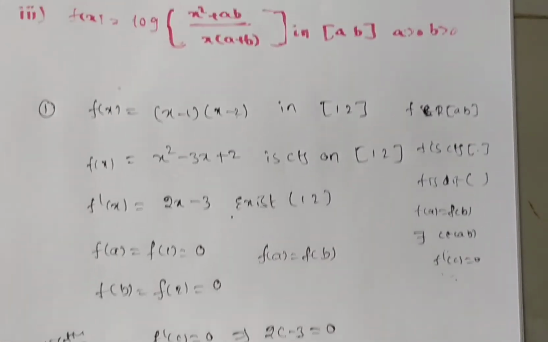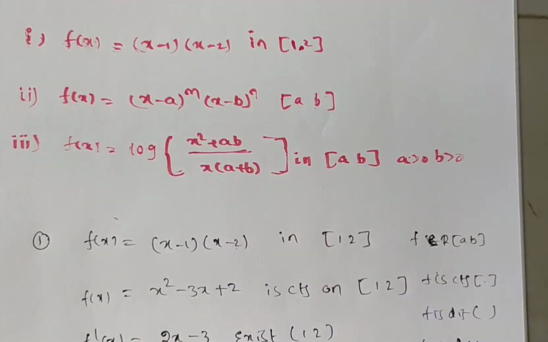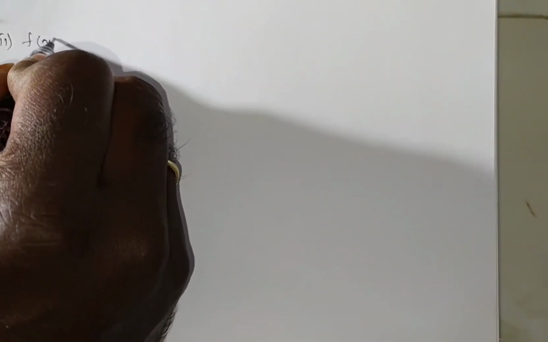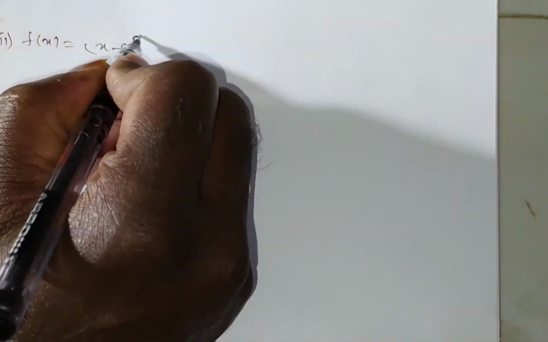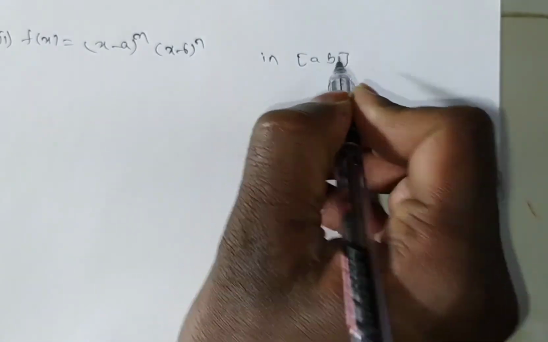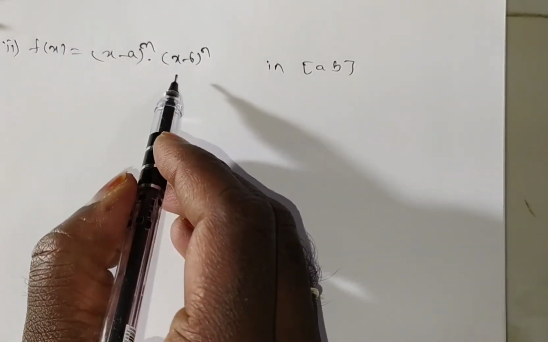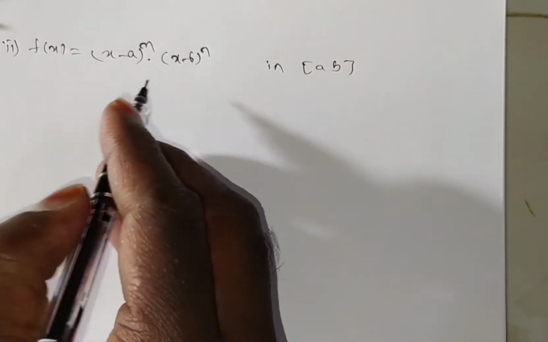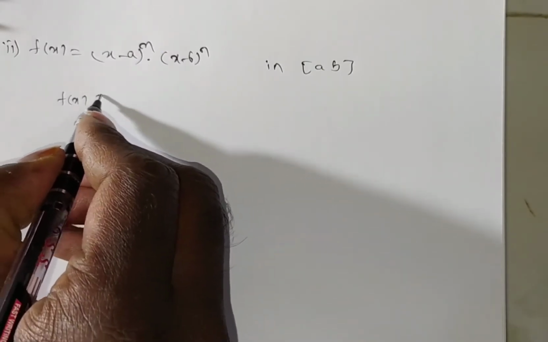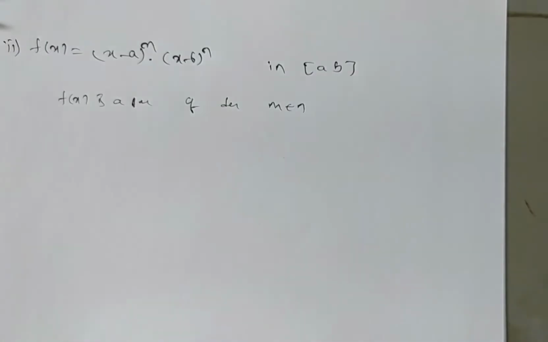And the second problem, we have (x minus a) power m into (x minus b) power n, in the closed interval [a, b]. So I am writing here, the second problem is f of x is equal to (x minus a) to the power of m, (x minus b) to the power of n, on the closed interval [a, b]. Now you observe, (x minus a) to the power m is a polynomial of degree m, and (x minus b) to the power n is a polynomial of degree n. So the product f of x is a polynomial of degree m plus n. So is it continuous or not?